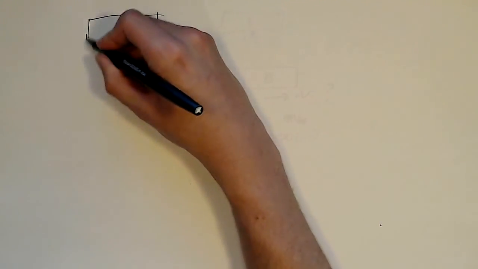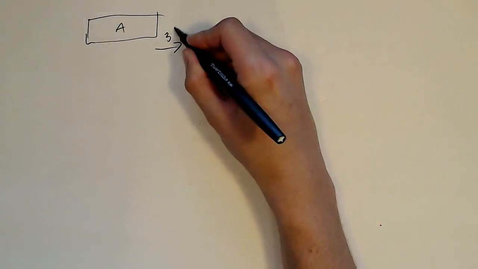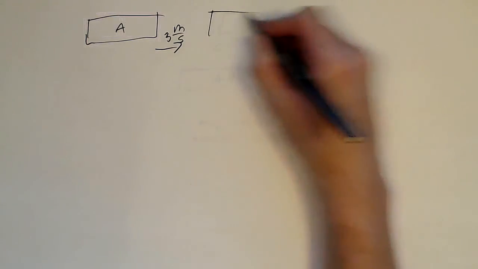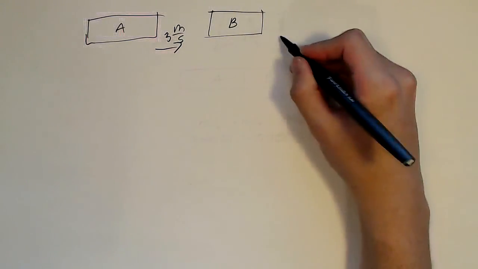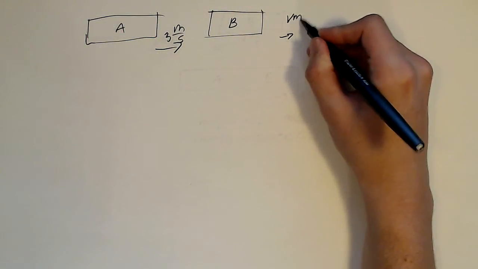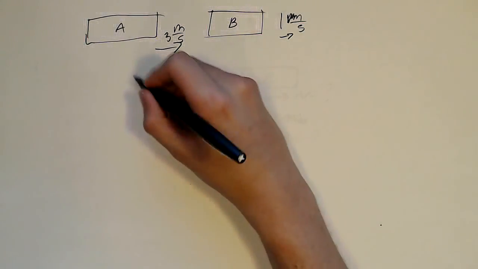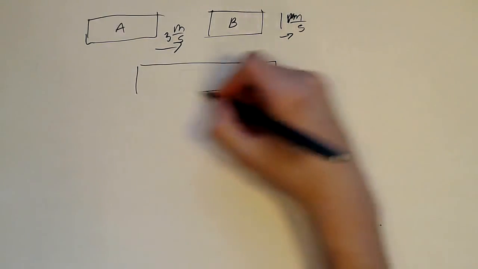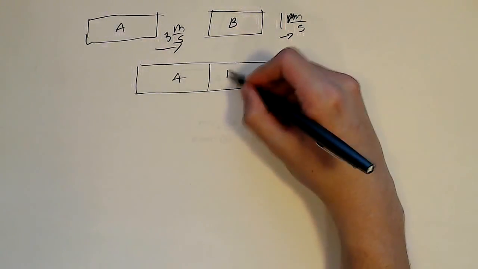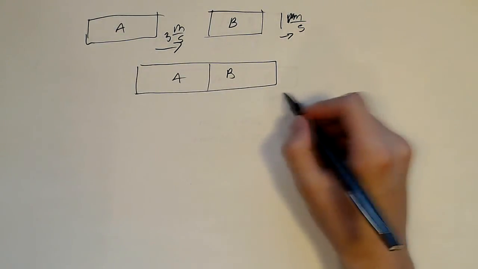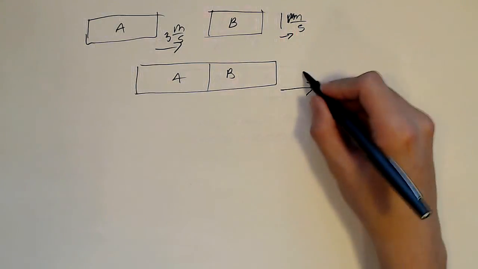A, 3 meters per second. And then B, 1 meter per second. And then afterwards we have the total car connectedness moving at an unknown velocity.